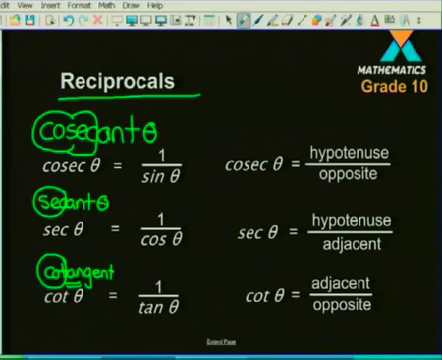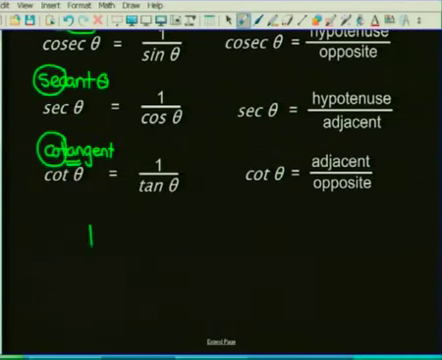Over here you can see cosec is defined as hypotenuse over opposite, sec is defined as hypotenuse over adjacent, and cot is defined as adjacent over opposite. So what does that mean? That means if I take tan theta and multiply it by cot theta, because those two are reciprocals, I must get the answer 1.